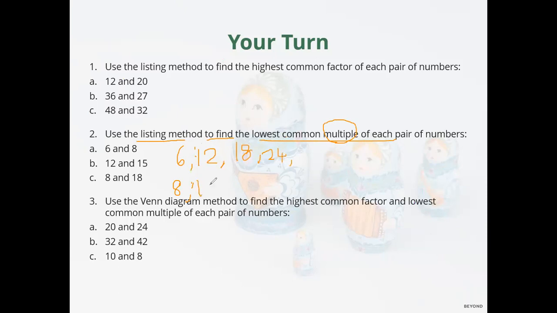Now the multiples of 8: 8, 16, 24. Got it already. 24, stop. Can you see? Done. This is my lowest common multiple. I don't want to go and find the highest common multiple. I want to find the lowest number, the first number where they touch each other. And to help you remember this, remember your fractions, finding the common denominator. Remember that?